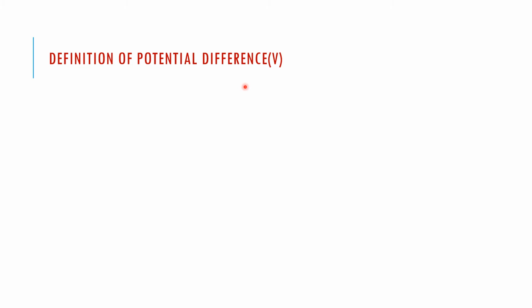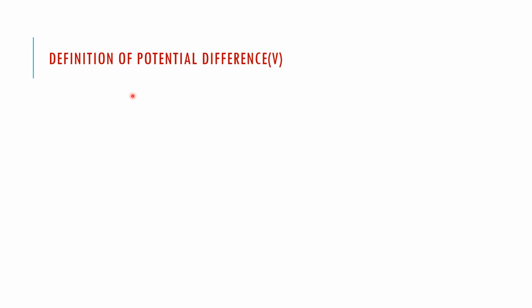Before that, let me ask you, are you familiar with potential energy? In your class 9 you have studied about potential energy. What is potential energy? Potential energy is the energy possessed by a body by virtue of its configuration, its position, or its shape. We have defined potential energy as energy stored due to work done. So similarly, we have to define potential difference also in terms of work done.